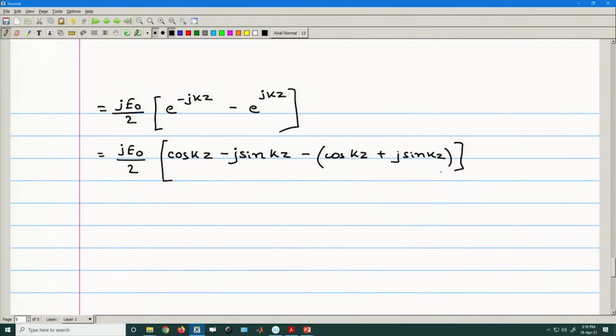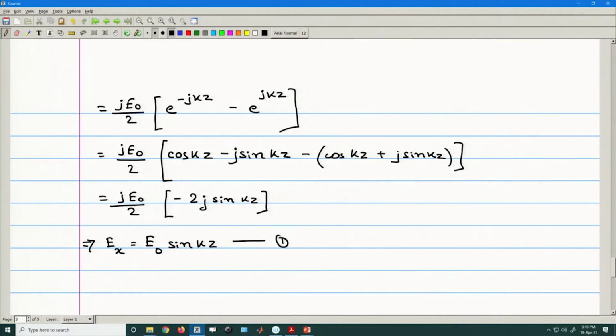Now, simplifying and opening the braces, we get jE0/2 times minus 2j sin kz. So this 2 gets cancelled out and we get Ex as E0 sin kz. We denote this as equation number 1.